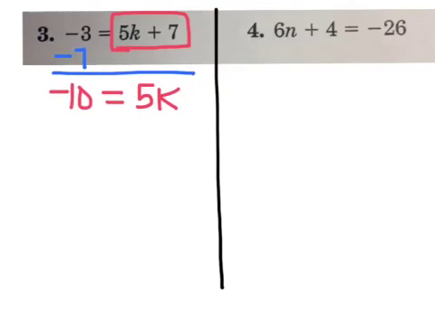Your last step is always going to be divide. The opposite of 5 times a number is going to be division. So I have negative 10 divided by 5. So if you just think about the numbers, 10 divided by 5, that's 2.